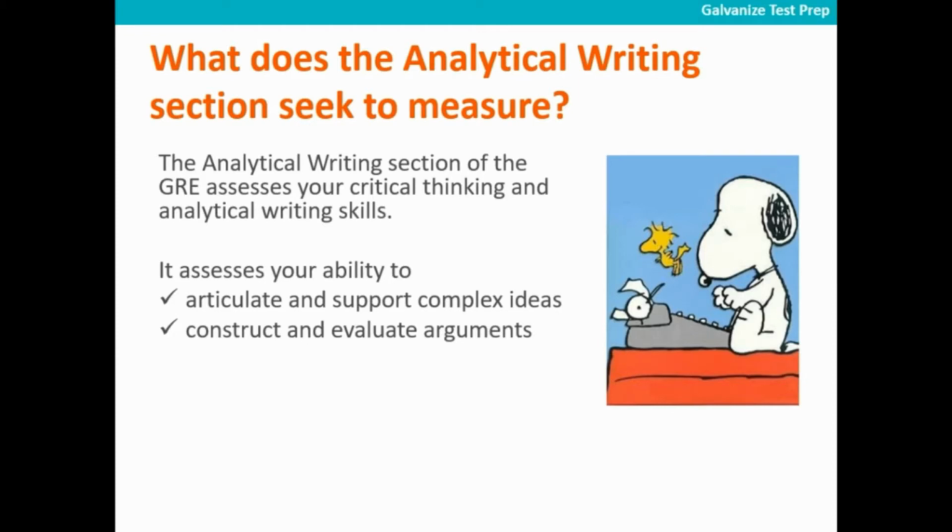So when I say you need to be able to construct an argument, one of the 2 tasks that you have in your AWA section focuses on your ability to build an argument on your own to support a particular idea. The other task will provide an argument and ask you to analyze and evaluate the soundness of the logic of that argument. So you need to be able to do both, and it's testing to measure you on both levels.